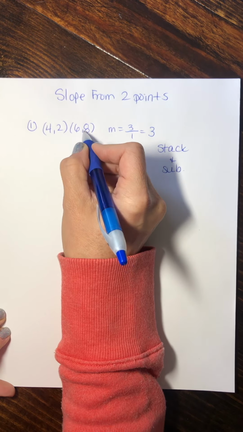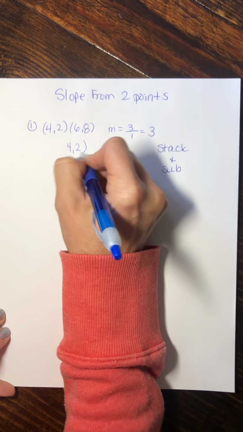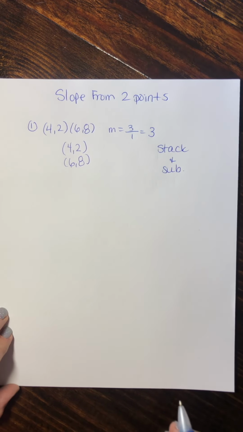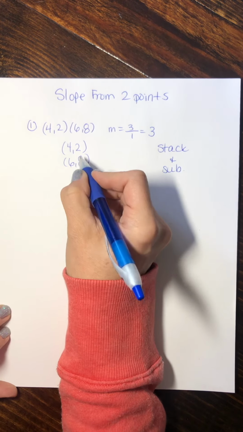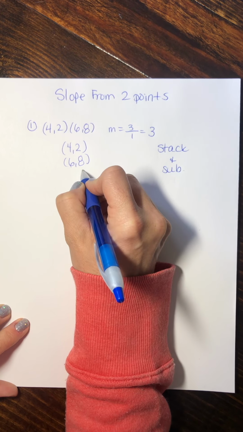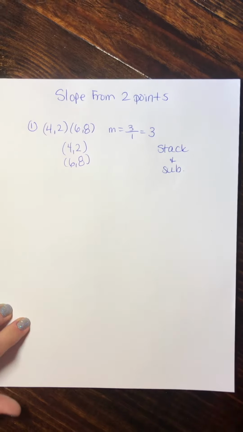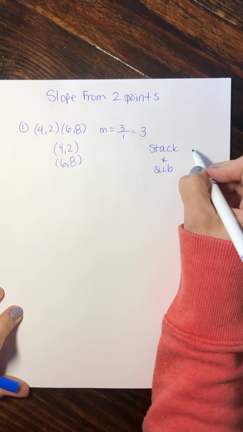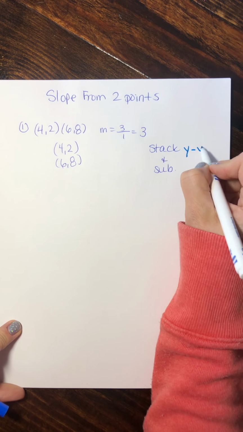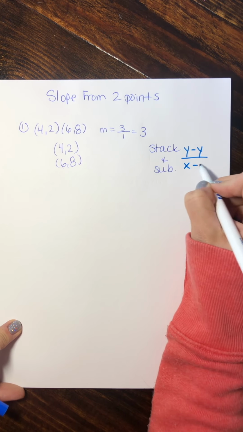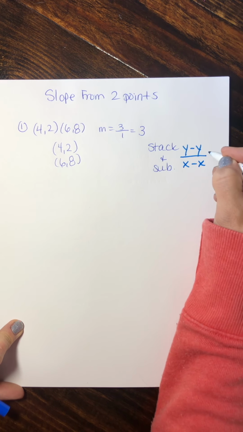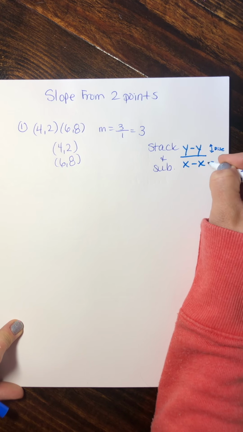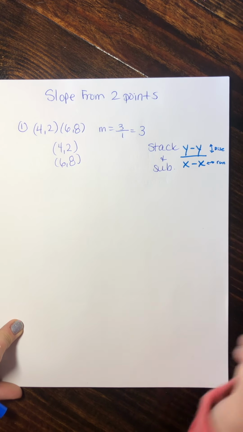I want you to stack these 2 points on top of each other, the 4, 2 and the 6, 8, so you are lining up your x values and lining up your y's. And you're literally going to do a formula, and I want to put this in a nice bright color here so you understand what we're looking for. The stack and subtract are the y values minus each other and divided by the x values minus each other. This is our change in our vertical distance, which is our rise, and this is the change in our horizontal distance, which is our run, okay?